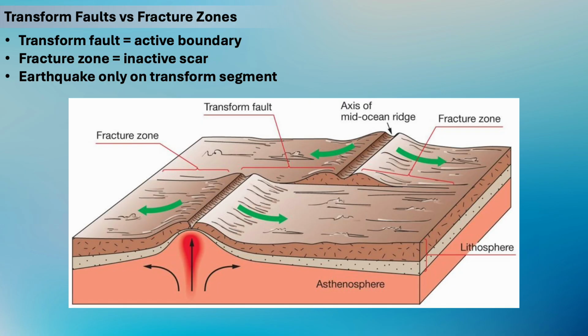Fracture zones remain visible on the seafloor because they juxtapose crust of different ages, temperatures, and elevations. In this way, they preserve a record of past plate motion even though they are no longer tectonically active.